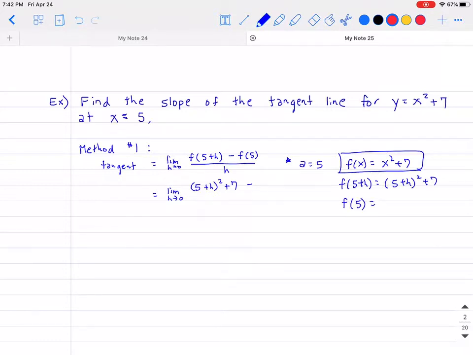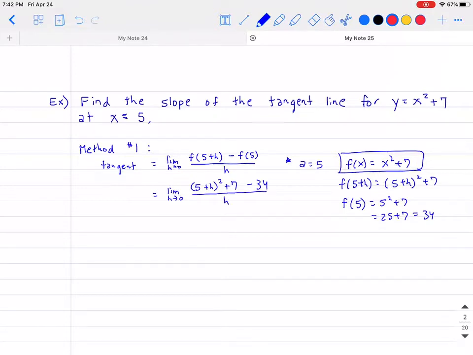Now I'm going to take that and subtract f of 5. And f of 5 means that I'm going to take f and plug in 5 for x and solve for what I have there. So that would give me 5 squared plus 7, which is equal to 25 plus 7.